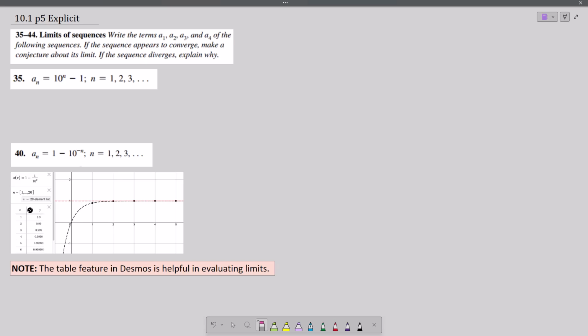Okay, so let's look at some of this sequence stuff. This should be mostly reviewed. The only difference is that in Calc 1 you had an x and now we have an n. So we are thinking of dots instead of continuous curves. We've got this function here, and the instructions say write out the first handful of terms. If the sequence appears to converge, make a conjecture about its limit. If the sequence diverges, explain why.